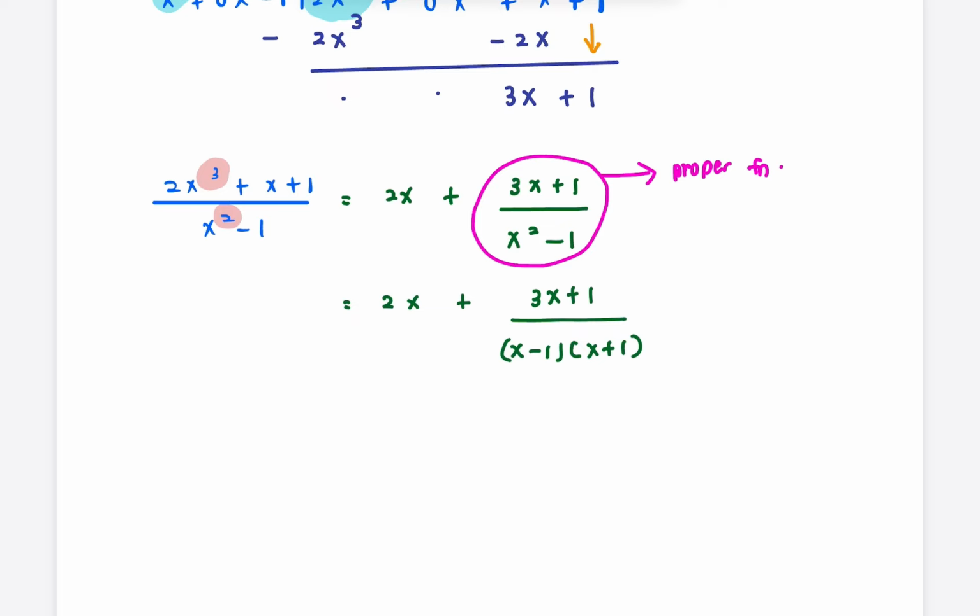So after you convert into the proper function, after that, just focus on this one. This is the thing that you want to decompose. The first term remains the same. Okay.